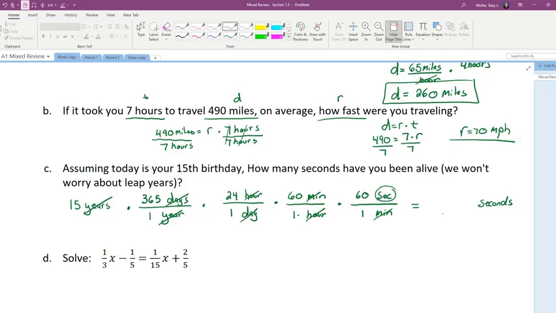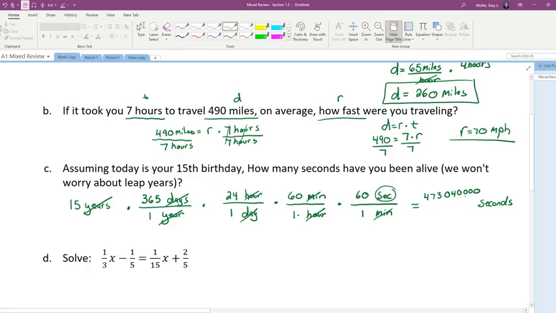So I'm talking while I do this. So I'm going to double check I didn't do my math wrong. Right. 15, 365, 24, 60, 60. All right. Enter. All right. The answer is, what is this? 473,040,000. 1, 2, 3, 4 zeros.